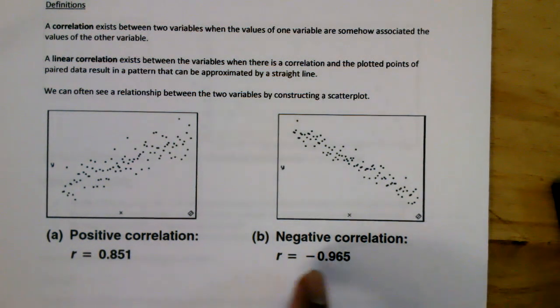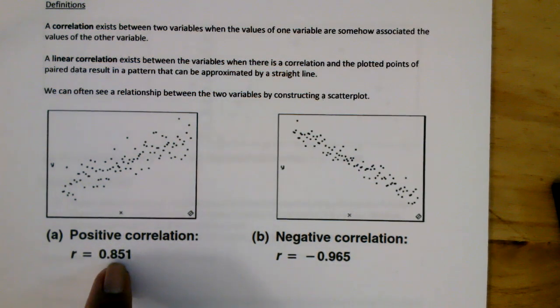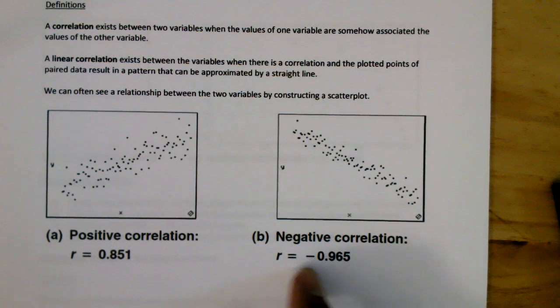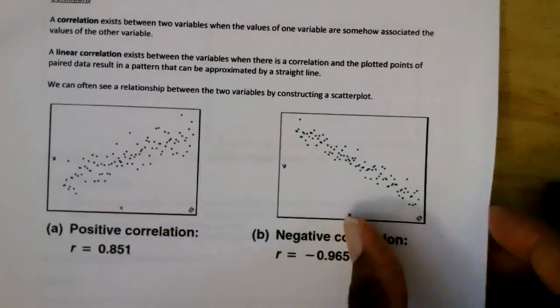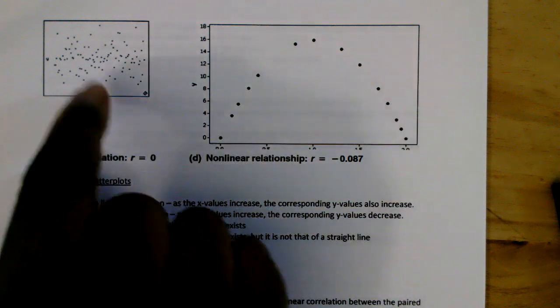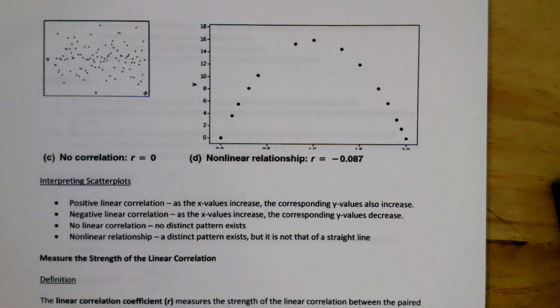And notice the R for each one of those correlations here. For a positive correlation, they came up with R equal to 0.851. And for the negative correlation, their R value was negative 0.965. Okay, another illustration is this. This one has no correlation. As you can see, the points are all over the place. Here, there's no pattern, no straight line pattern.